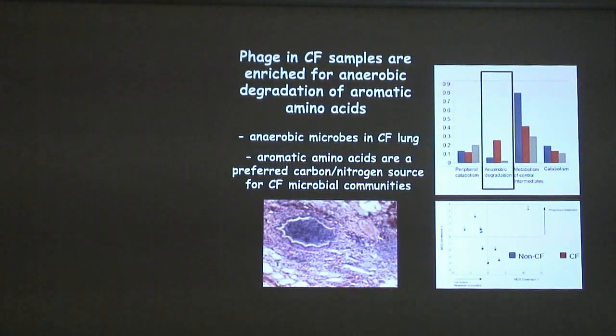All right. The other thing that we see in these guys is that there's an increase in the genes associated with anaerobic degradation of aromatic amino acids in the CF lungs, or in the viruses from the CF lungs. And what this looks like is basically we think it's a denitrified system. So this is ecology, sorry about that.